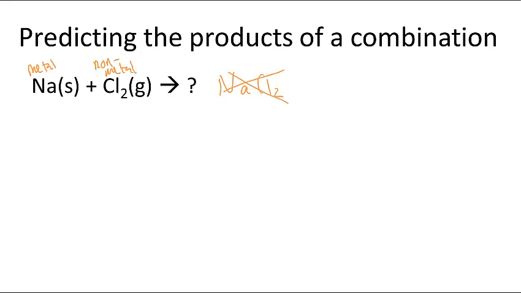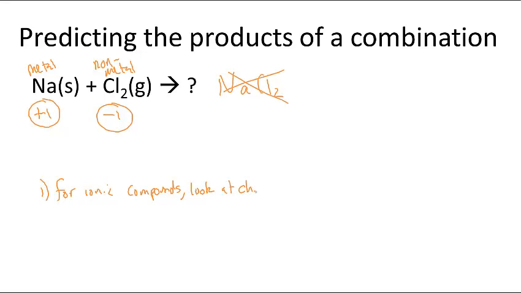Na has one valence electron, and it will lose that one valence electron and have a +1 charge. Cl has 7 valence electrons. So after we look in the periodic table, it's going to want to gain one. So our first step, for ionic compounds, is to look at charges to figure out the product. All right, so this is not NaCl2. I have +1 and -1. Those balance out perfectly. So my product is NaCl.